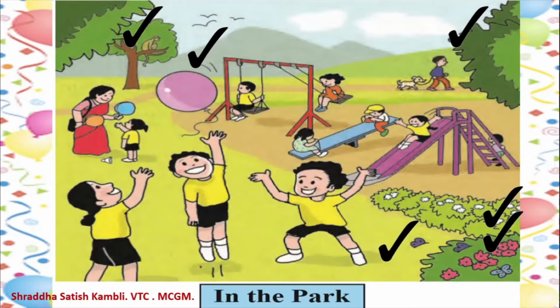Okay, so these children are playing with a balloon. You can see that there are some other children also. There are 3 children who are playing with a balloon. Let us see what the other children are doing. So 2 of the children are swinging. Okay, jhula. So they are playing on the swing or the jhula as we call it.